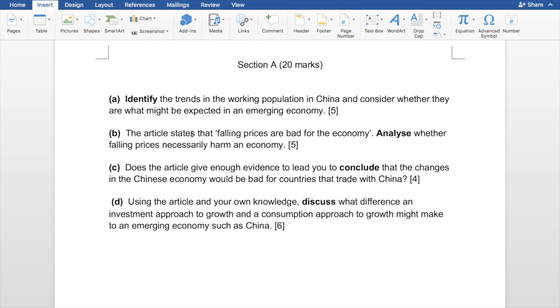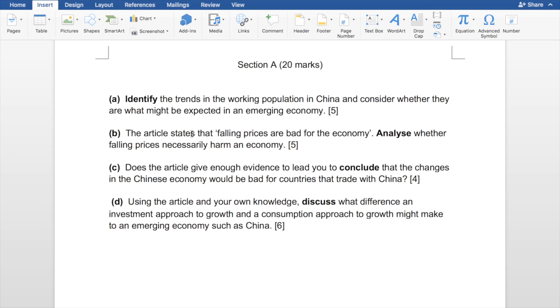B asks us to analyze whether falling prices necessarily harm an economy, which means when I go to the case, I've got to first see where prices are falling, understand why that might be bad, and then consider how that might be actually beneficial to some.